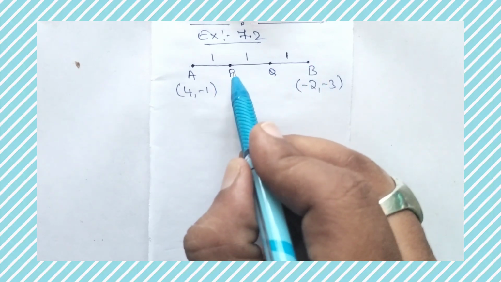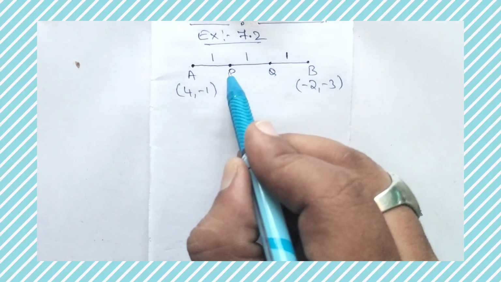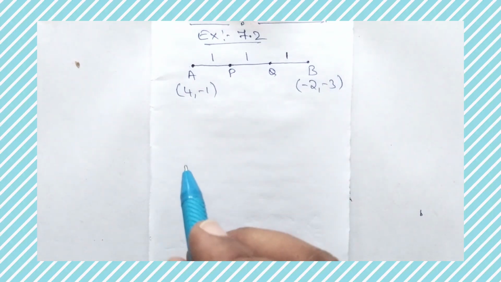So we have to find out the coordinates of P and Q which divide the line segment.